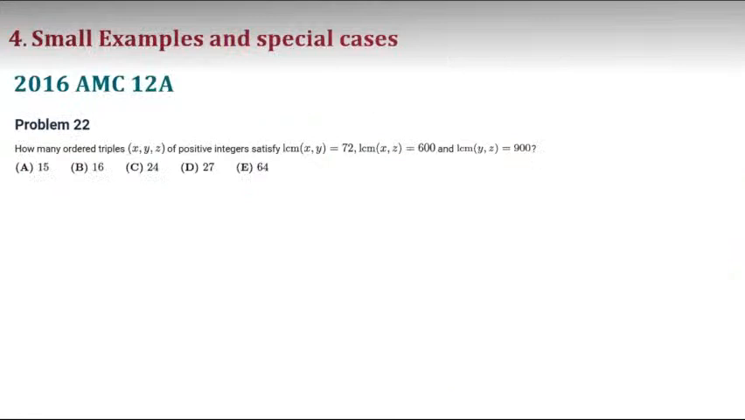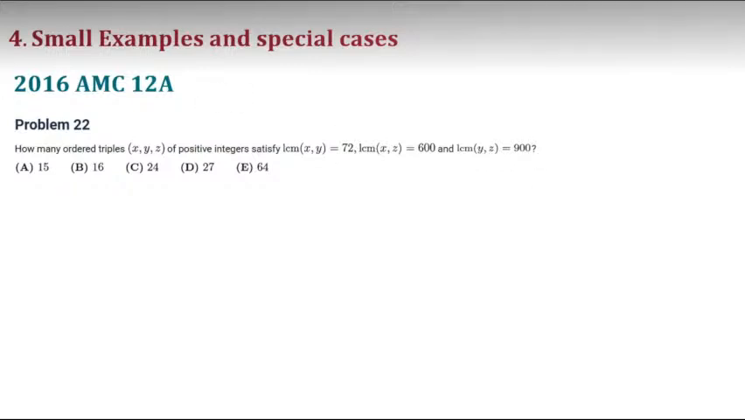Okay, let's work on the next idea. Small examples and special cases. So sometimes you should work on small examples, special cases, to understand what the problem is. And step by step, you can increase your speed. Let's read the problem. It's from AMC 12A 2016. How many ordered triples xyz of positive integers satisfy LCM of x and y equal to 72, LCM of x and z equals 600, and LCM of y and z equals 900?